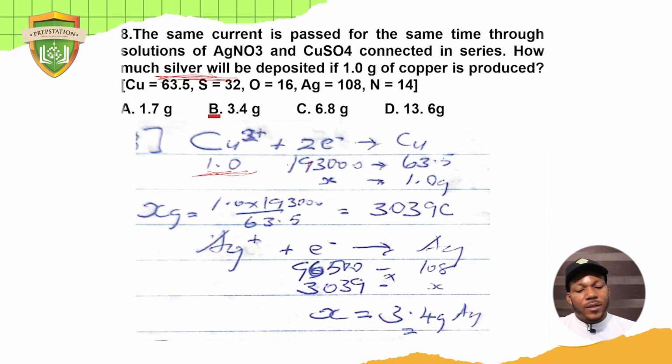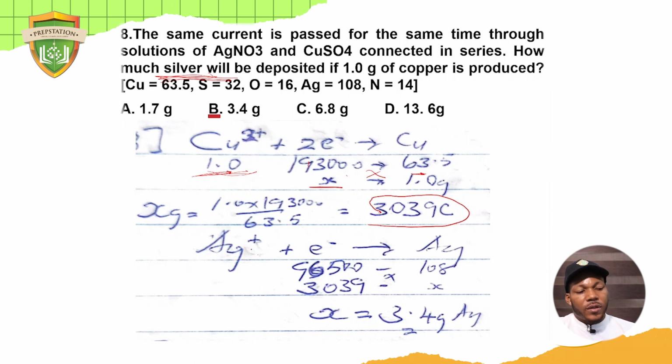Then multiply 96500 by 2, you have 193000 coulombs. That will produce the given mass of copper. So what quantity of electricity will give us 1.0 gram of copper discharged? When you cross multiply this, you have 3039 coulombs. This is what you will use because it is connected in series, to get the mass of silver that is being discharged.